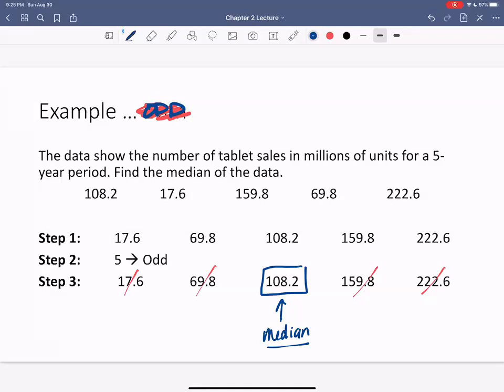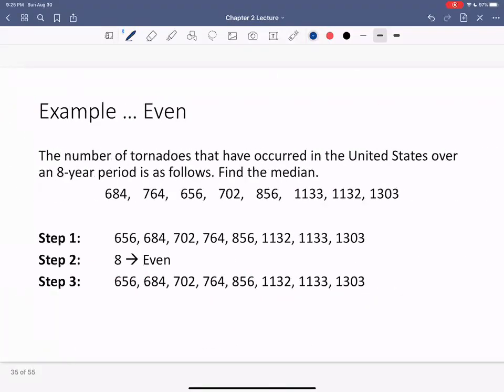All right. Okay, now what happens if we have it even? So you can see again that we have 8 pieces of data. Right? So put them in order. So there they are in order. There's 8. It's an even number.